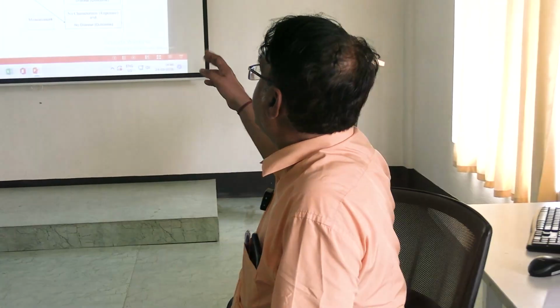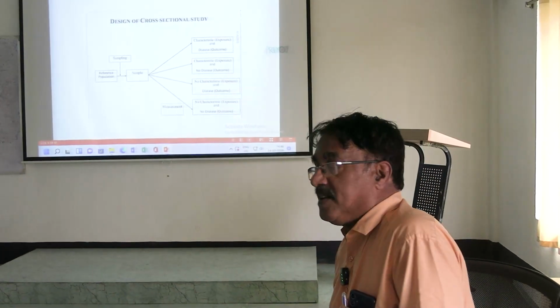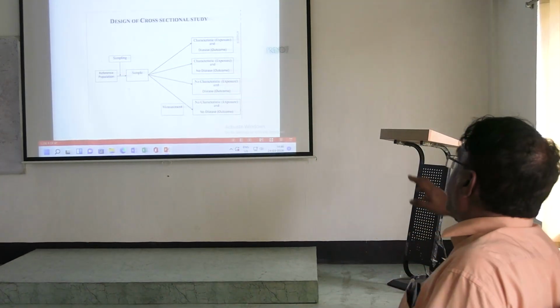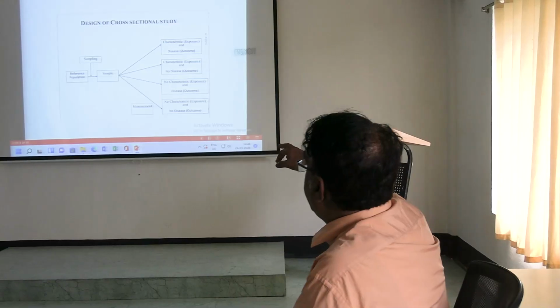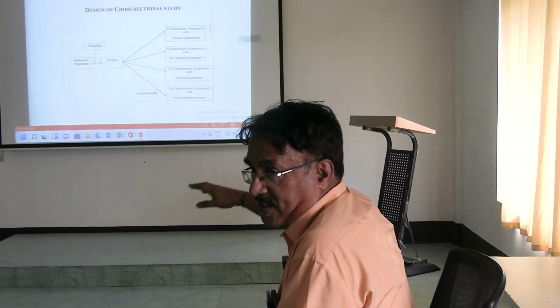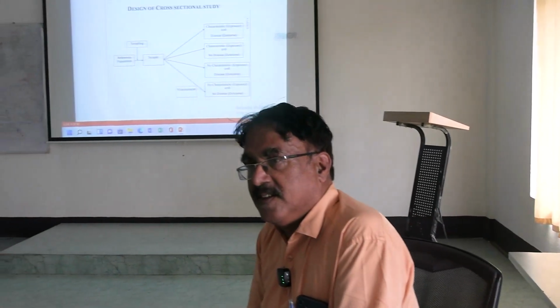The third one is no characteristic of exposure, but disease is there, and the fourth is no characteristic of exposure and no disease. So basically 4 categories. Is it clear?